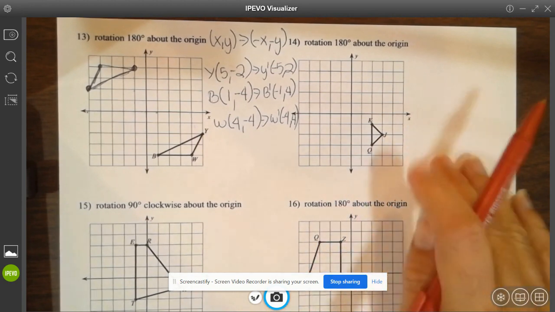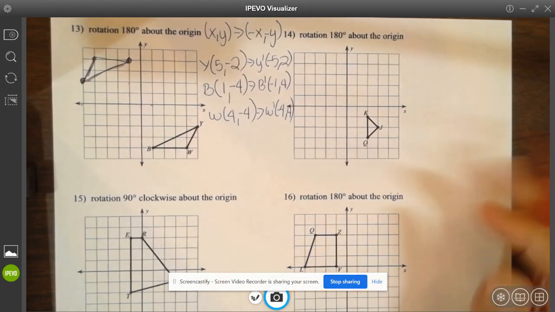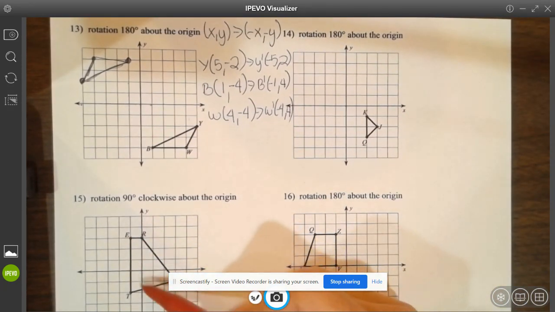All right, so let's do another one. Let's do a 90 degree clockwise rotation of this figure, which is kind of on top of that origin.